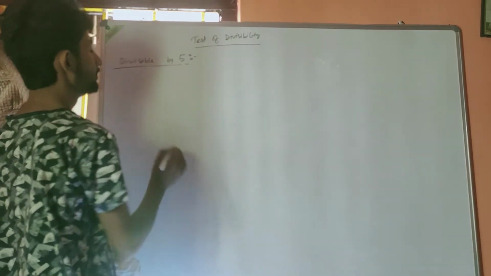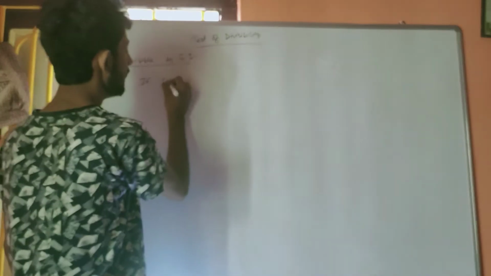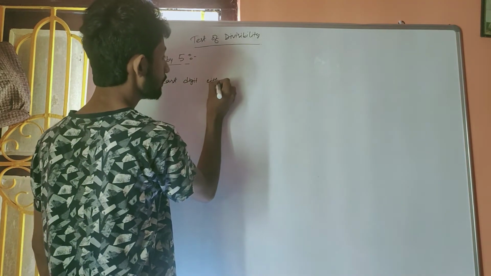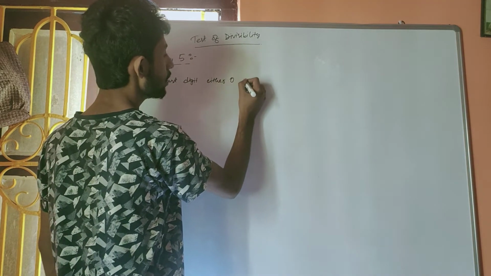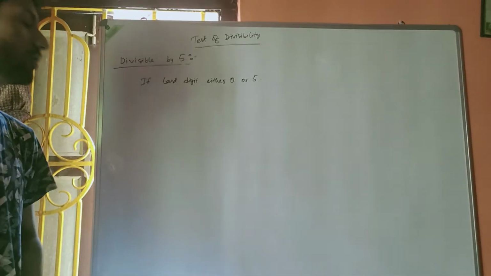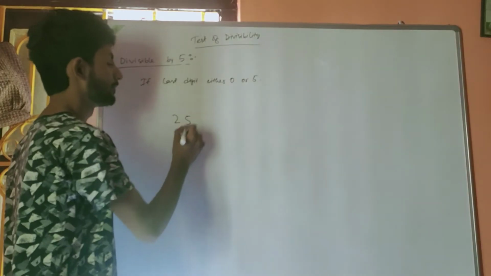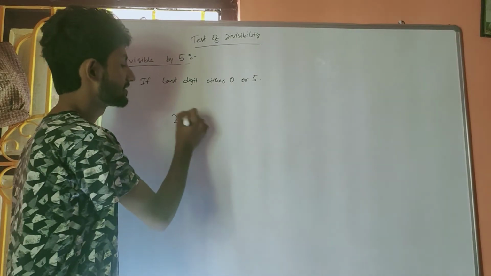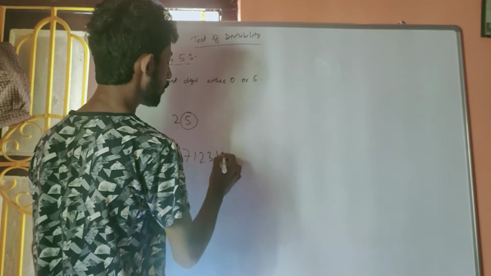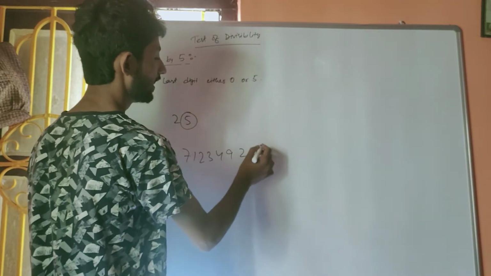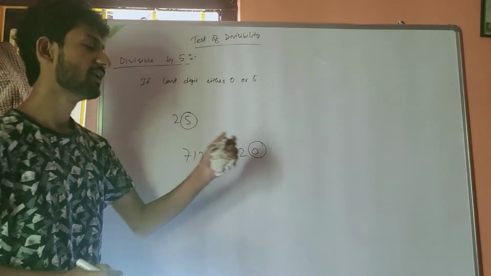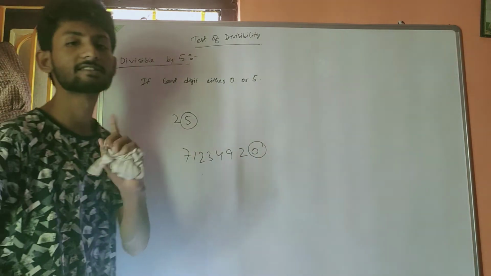Now divisibility by 5. If the last digit is either 0 or 5, suppose 25, it is divisible by 5 because the last digit is 5. Suppose there is a number 7123492 0. The last digit is 0, so it is divisible by 5. Whatever the number is, you have to see only the last digit. Okay.